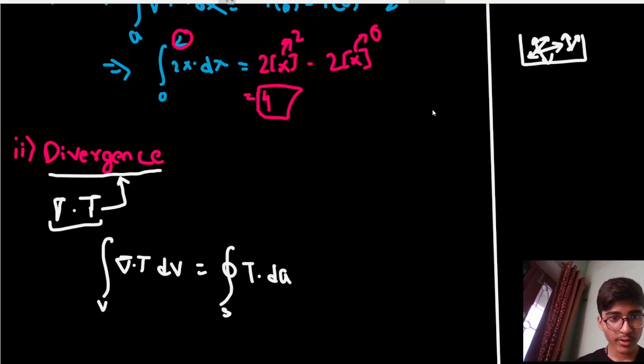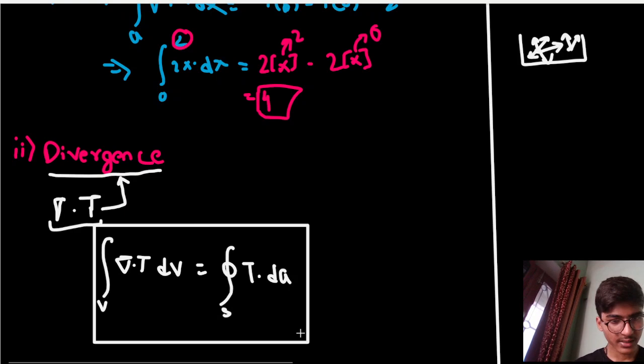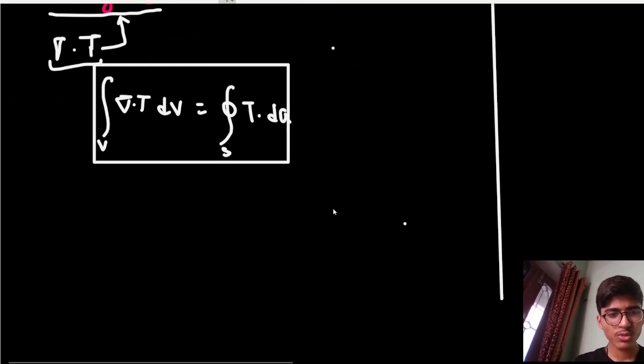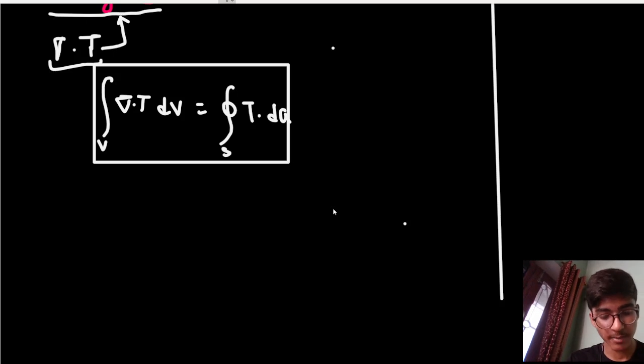I know that you are not very familiar with these particular integrals, but let's see in a quick manner what exactly we mean when we say volume integral and surface integral. The volume integral is used to find the volume of any particular shape using the integral. So this is called the volume integral, and the surface integral is similar.